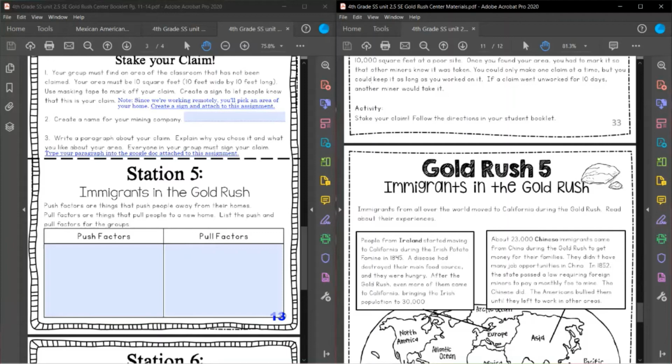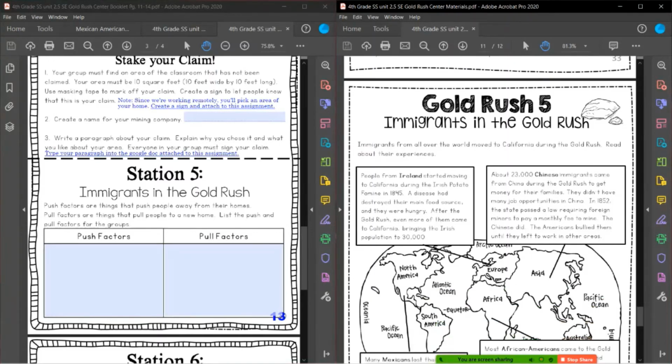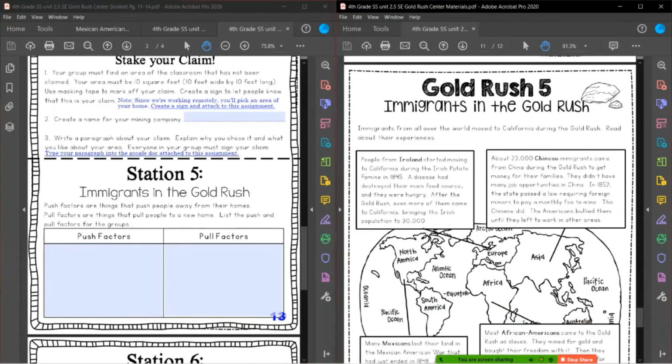Push factors are things, again, that push you away from the place that you're in. Maybe you're living in a place that's really expensive, it's really crowded, there's nowhere to go. Maybe the people aren't very nice. These are things that push you away from the area that you're in. So you're going to read through your Station 5 material over here about immigrants in the gold rush.